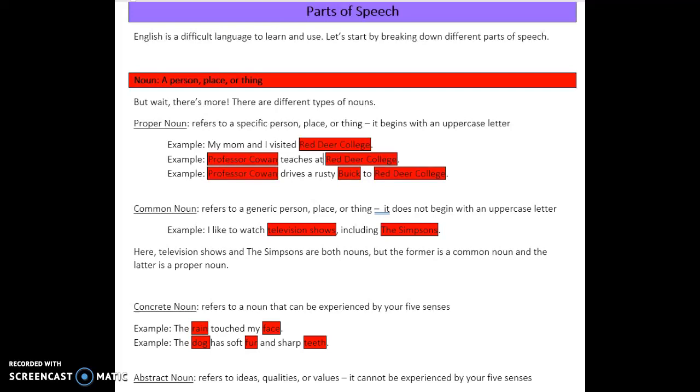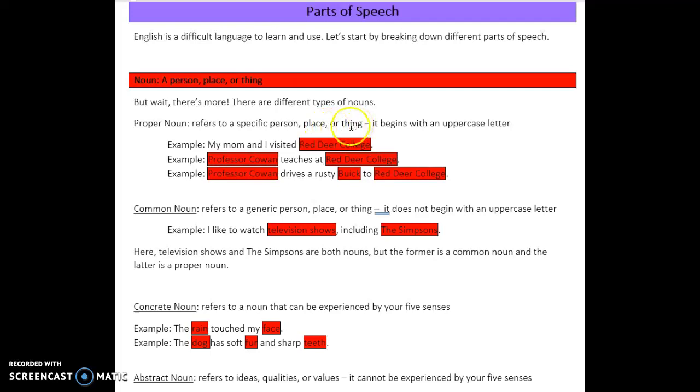Let's start with nouns. A noun is a person, place, or thing. But there are very many different types of nouns. We're not going to go through an exhaustive list, but let's talk about a few of them. Let's talk about proper nouns. Proper nouns refer to a specific person, place, or thing.